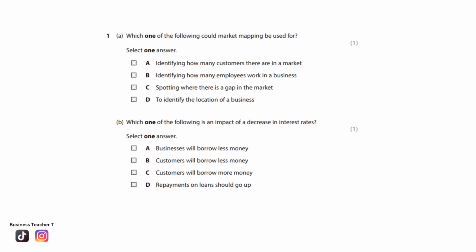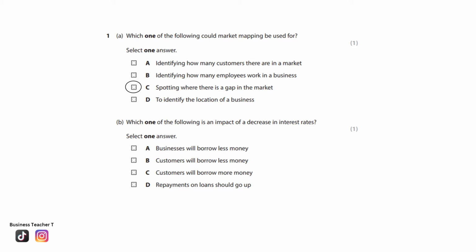Section A. Which one of the following could market mapping be used for? Select one answer. A. Identifying how many customers there are in a market. B. Identifying how many employees work in a business. C. Spotting where there is a gap in the market. Or D. To identify the location of a business. And the answer is C. Spotting where there is a gap in the market.